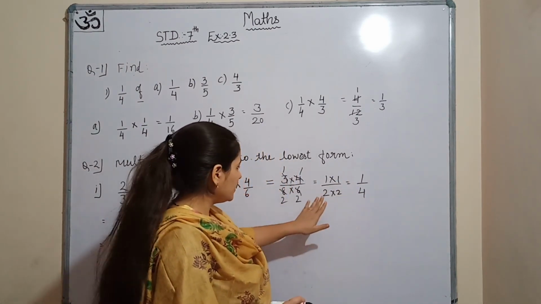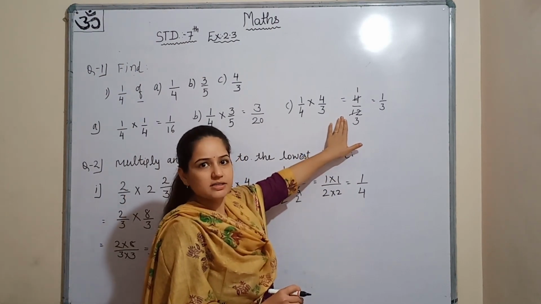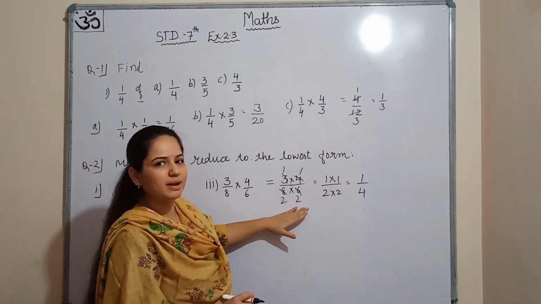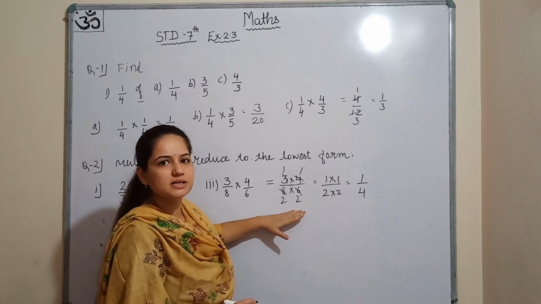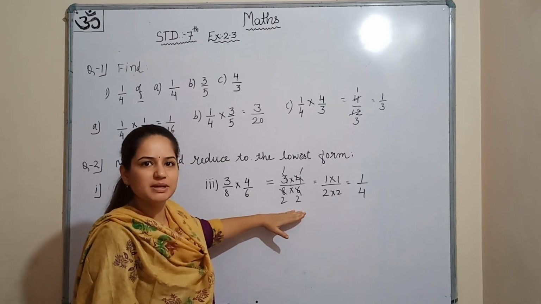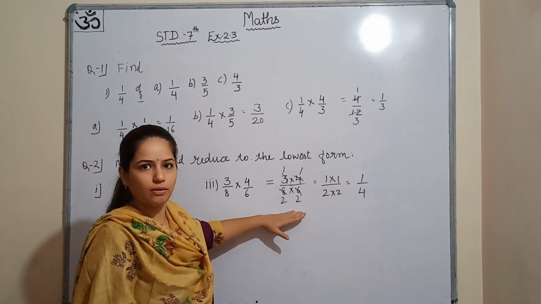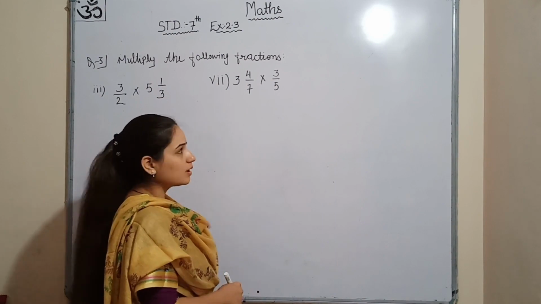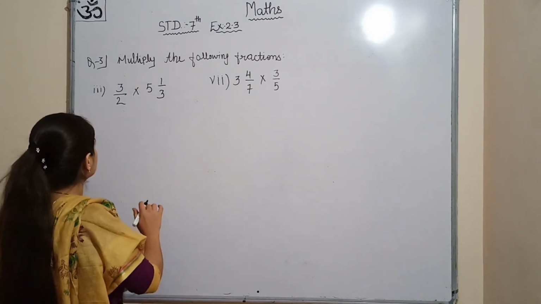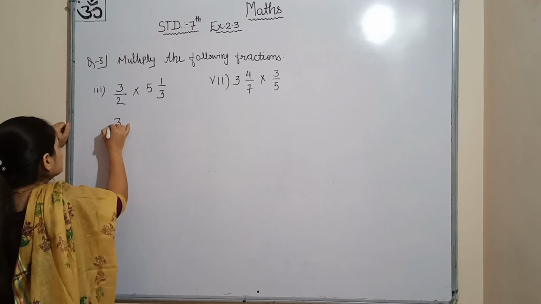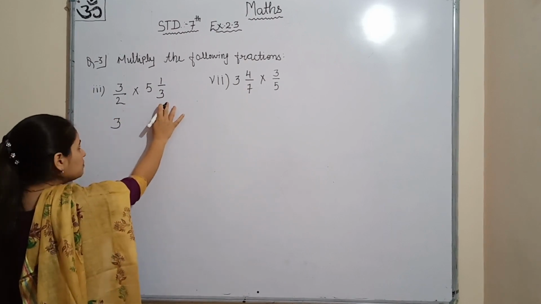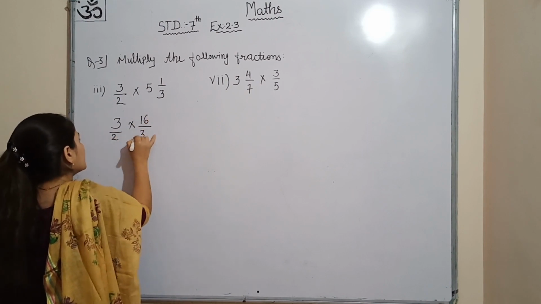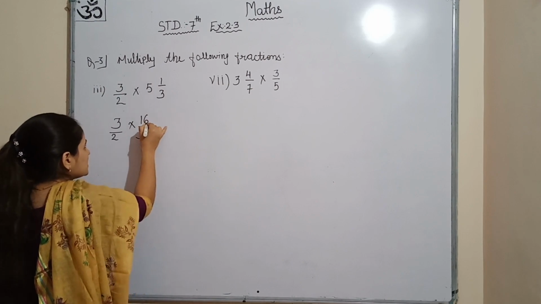If you multiply first like this and then cancel the factors, then it will be okay. And if you cancel the common factors before obtaining the product, then too the answer will be the same and the sum will be correct. Now question number 3 is also multiply the following fractions. We have to multiply these given fractions. This mixed fraction will be converted into an improper one first of all. 3 5s are 15 plus 1, that is 16 upon 3.